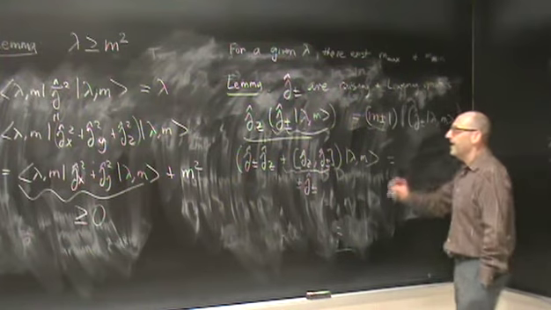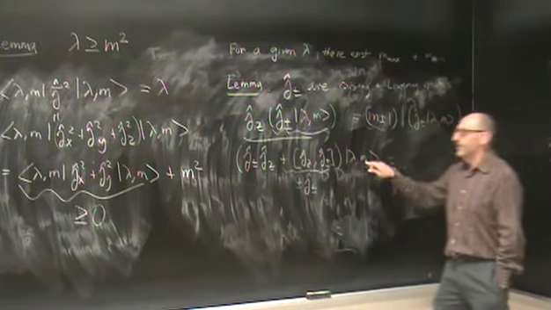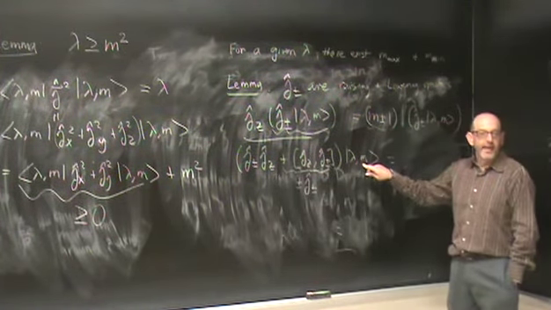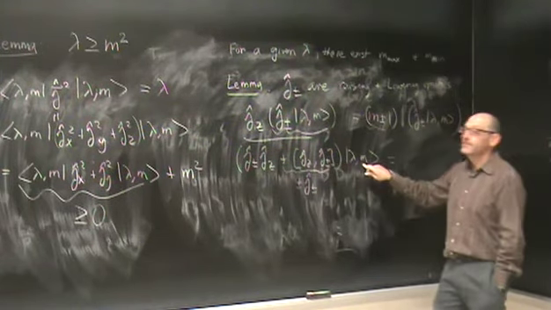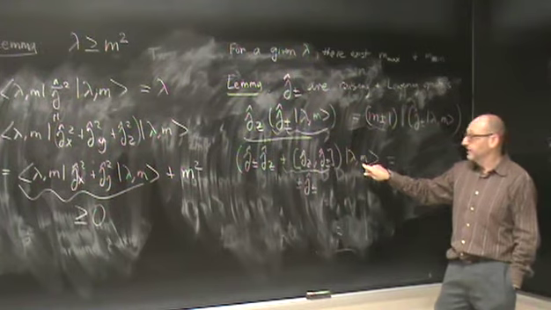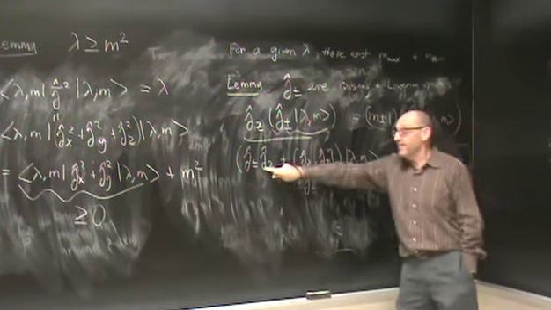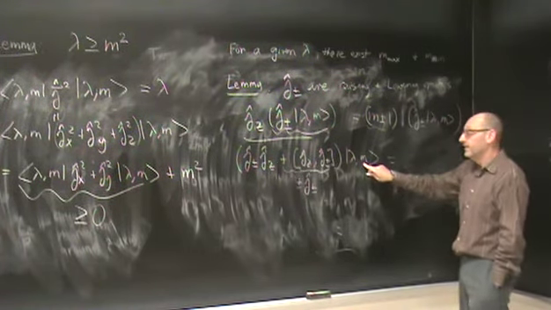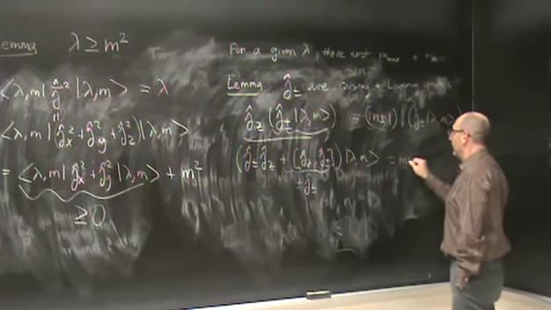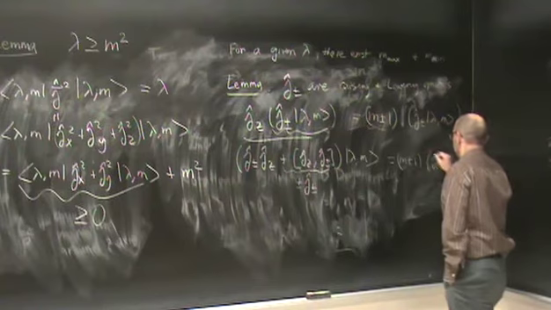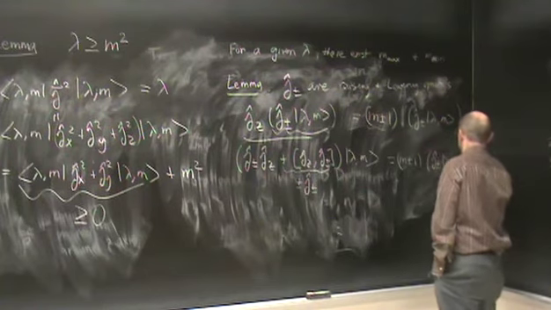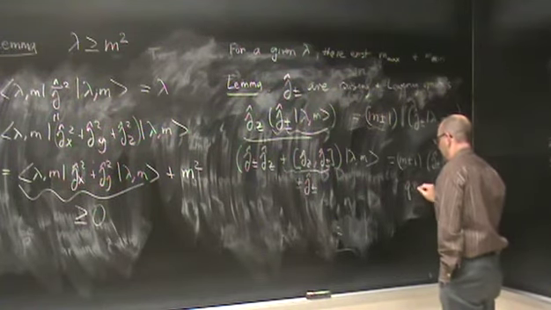So, with that said, JZ acts on this. And what's that? JZ acting on this? M. Thank you. Because this is an eigenvector of JZ with eigenvalue M. So this is M plus or minus 1 times J plus or minus acting on that. Voila! QED. Who doesn't like to write that down?